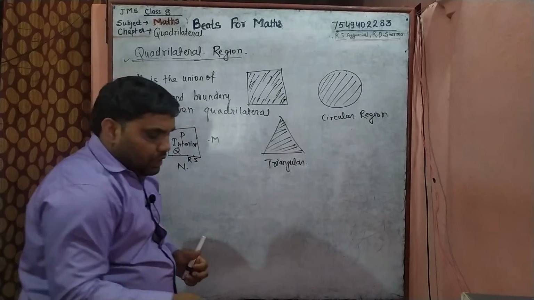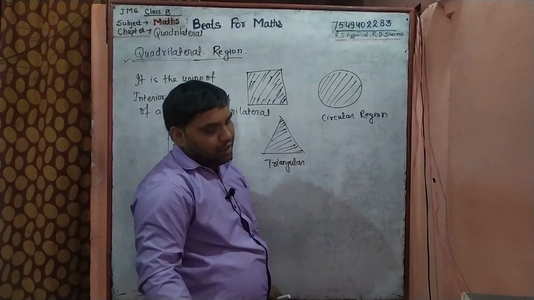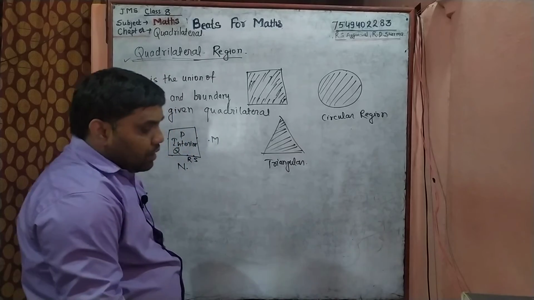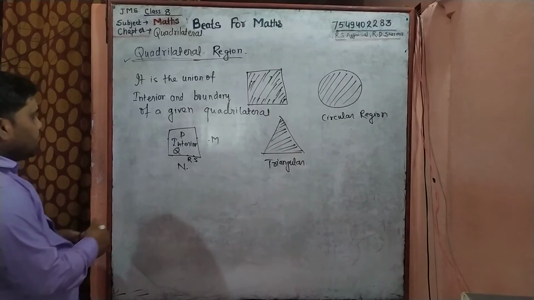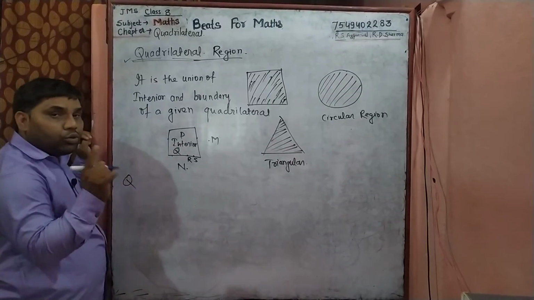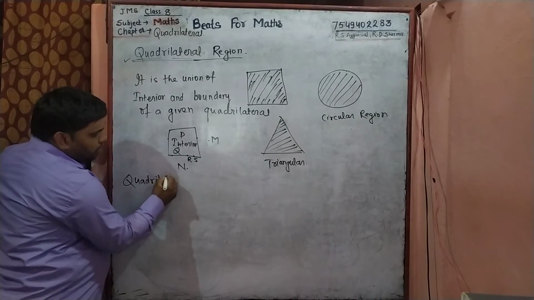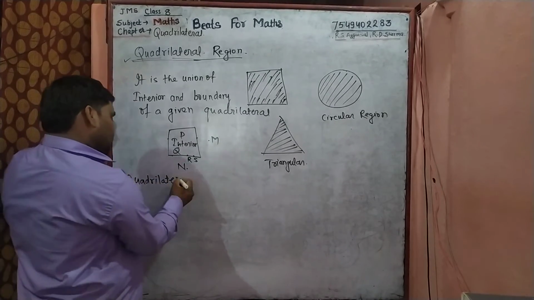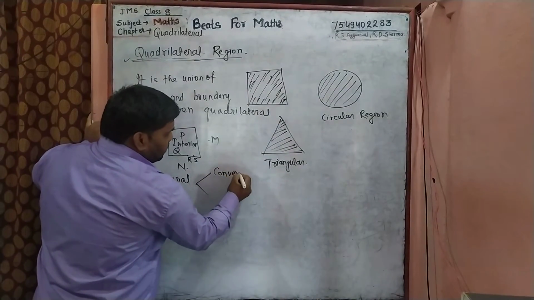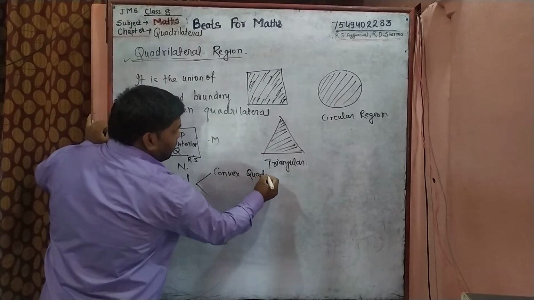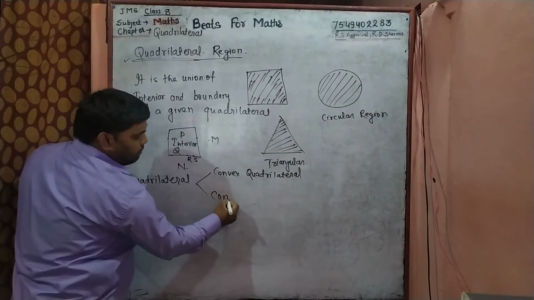So we understood what a quadrilateral region is, and also the interior and exterior of a quadrilateral. Now we will talk about the types of quadrilateral. Generally, we will talk here about two types of quadrilateral: convex quadrilateral and concave quadrilateral.